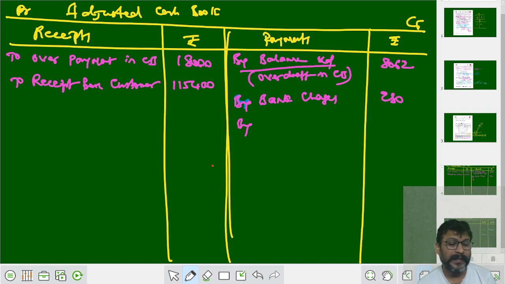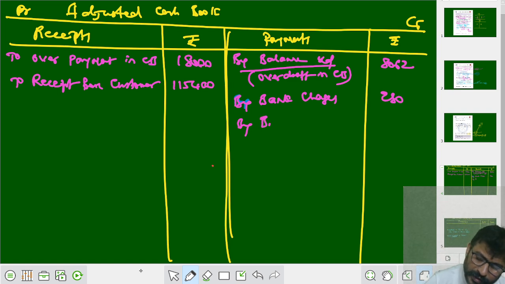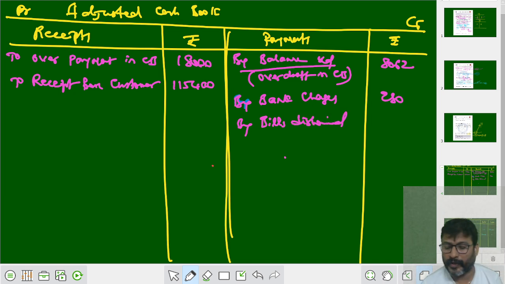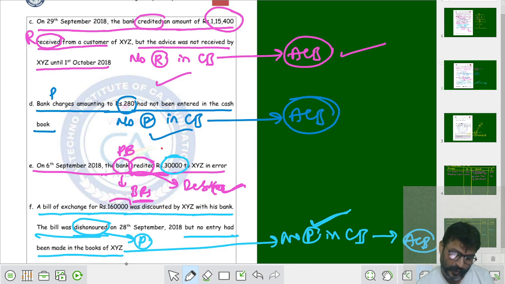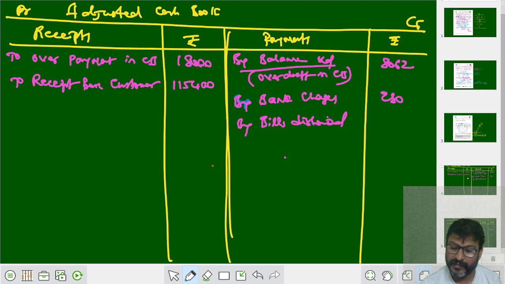Is it bills dishonored or checks dishonored? Bills dishonored. How much bills are dishonored? See there, the amount of that bills dishonored. It is an amount of rupees 1,60,000.